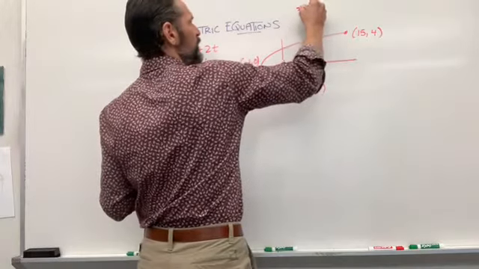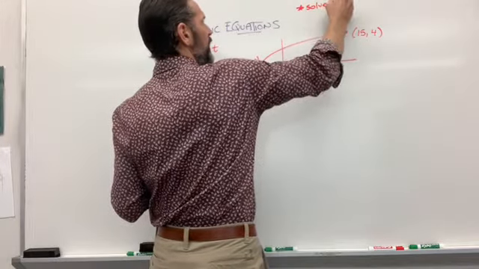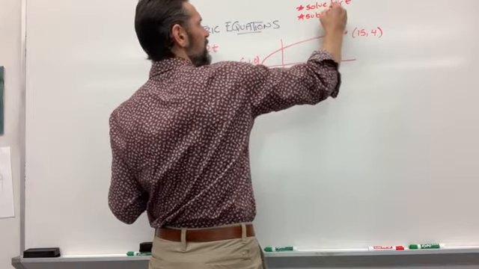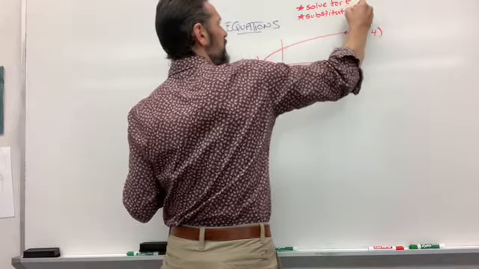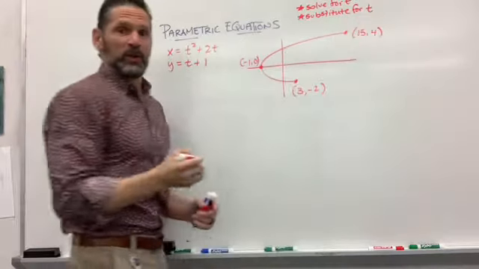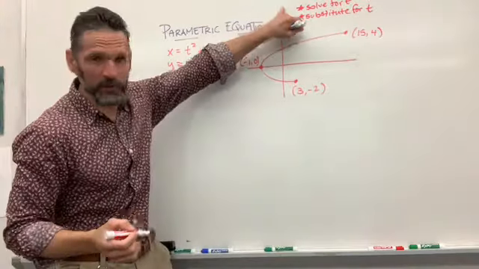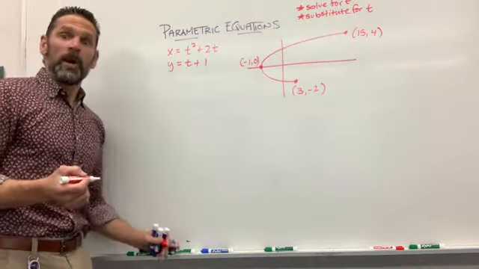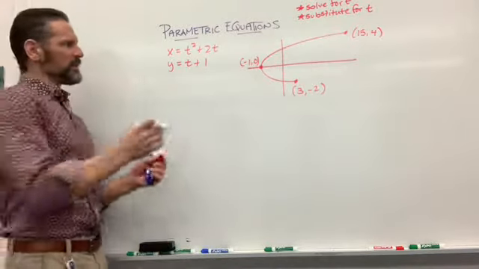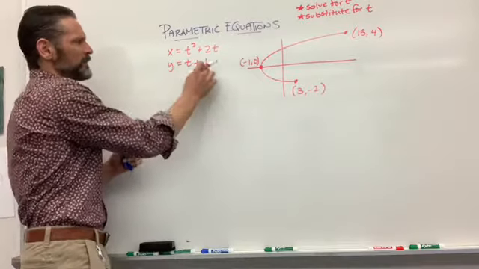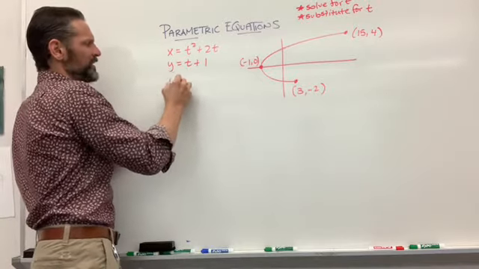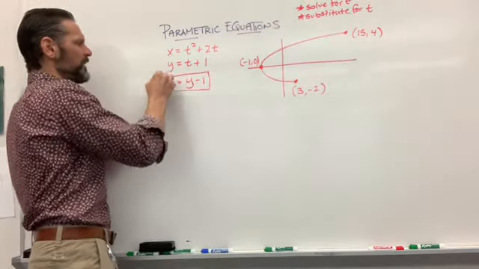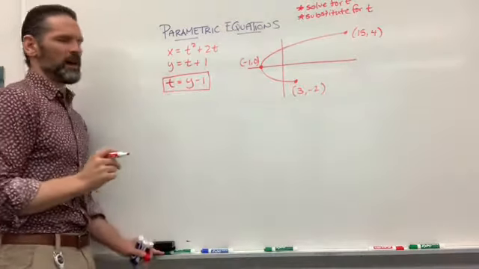First, we're going to solve for t, and then we're going to substitute for t. So those are the two rules you must know. We're going to solve for t, and then we're going to substitute for t. Well, where should we solve for t? Wherever is easiest. This equation, y equals t plus 1, indicates to us that t is equal to y minus 1. All I've done here is subtract 1 from each side.